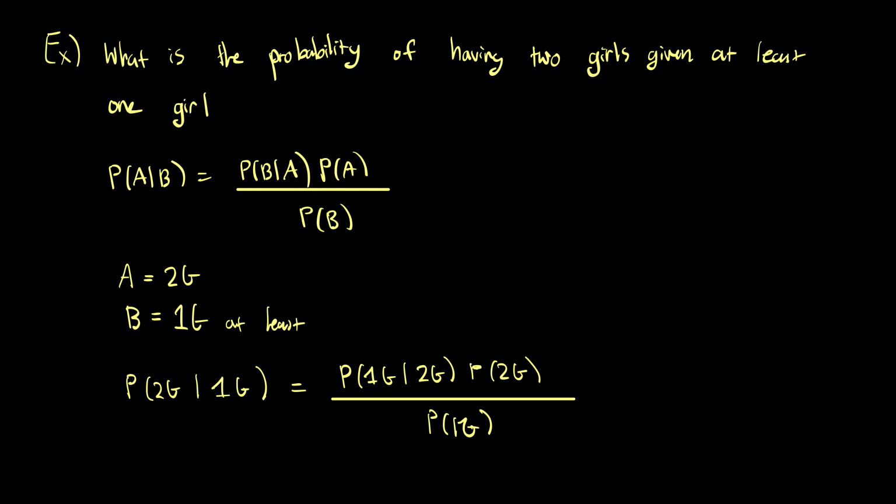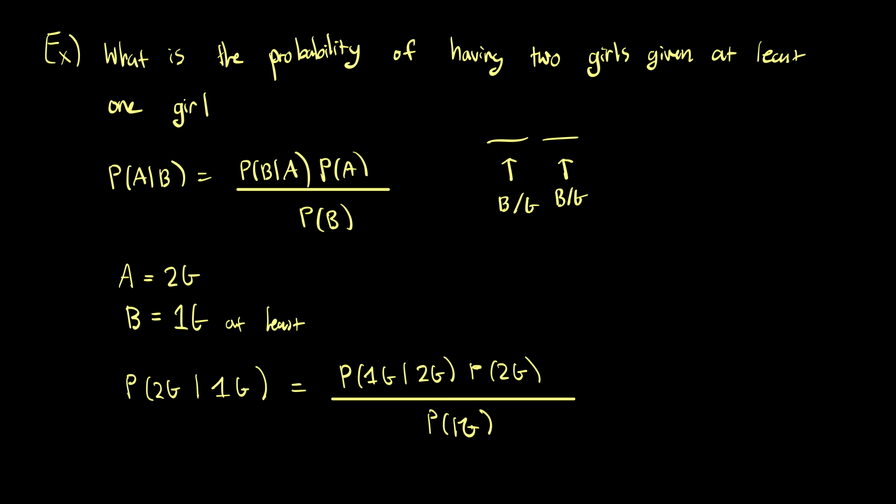So let's take a look at an example here. What is the probability of having two girls given at least one girl? Now, we're talking about a situation where if you are a parent and you're going to have two babies, you're going to have either a boy or a girl as the first, and a boy or a girl as the second. So we're talking about, given you have at least one girl, what is the probability that you have two girls? And we're going to be investigating this.